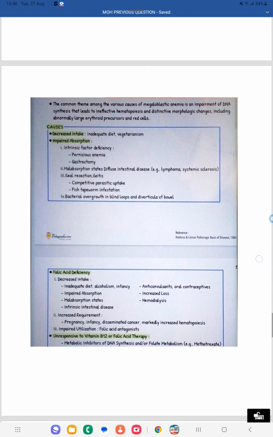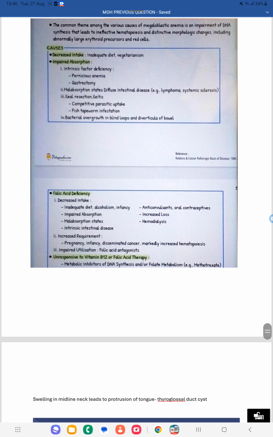Then folic acid deficiency you can see in inadequate diet and alcoholism. This is important. If a patient is an alcoholic, then you have to think about folic acid deficiency. Then in alcohol, another vitamin deficiency is there, that is thiamine, vitamin B1. So in the question, if it is an alcoholic patient who is suffering with anemia, then you have to think about two things. First one is vitamin B1 or thiamine deficiency, and another one is folate deficiency.